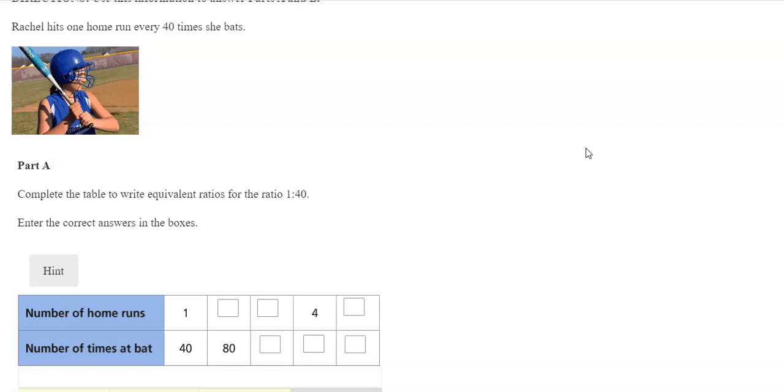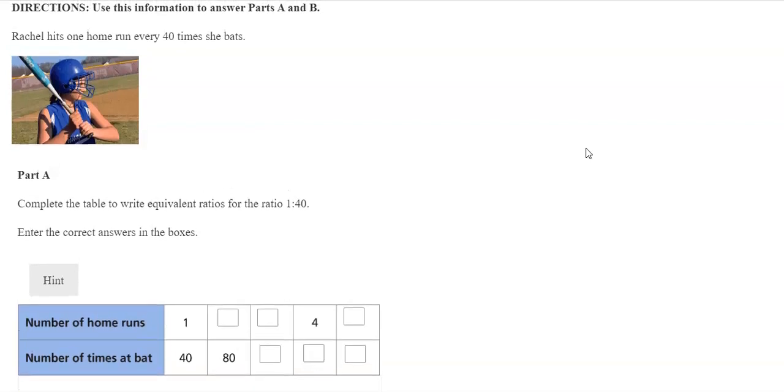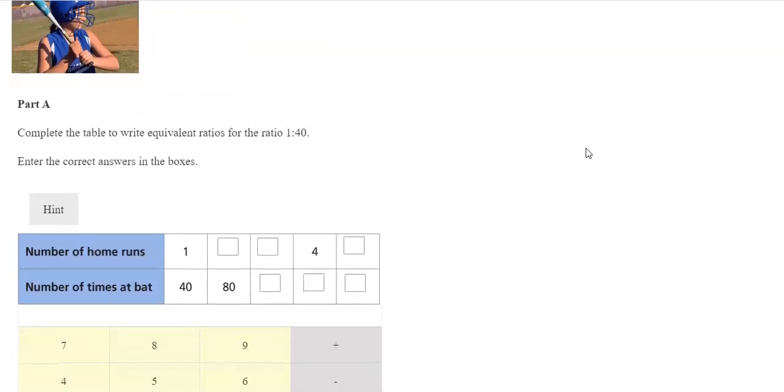Okay. Rachel hits 1 home run every 40 times she bats. So we're going to complete this table. If you need to hit the hints, you most definitely can. The hints are a really good way to check to make sure you're on the right track or to help you steer in the right direction.